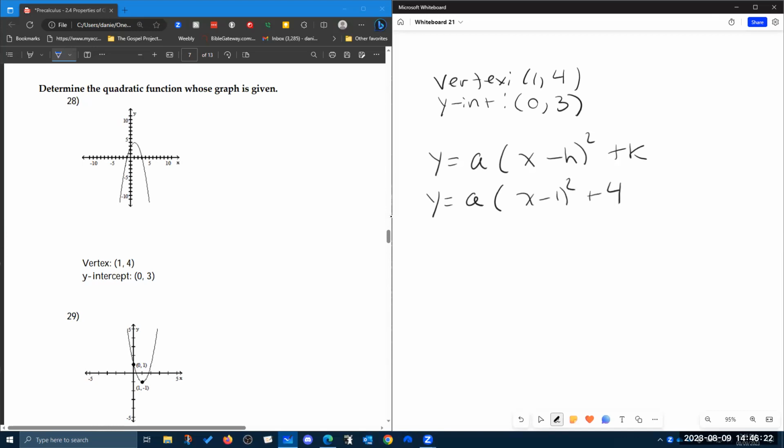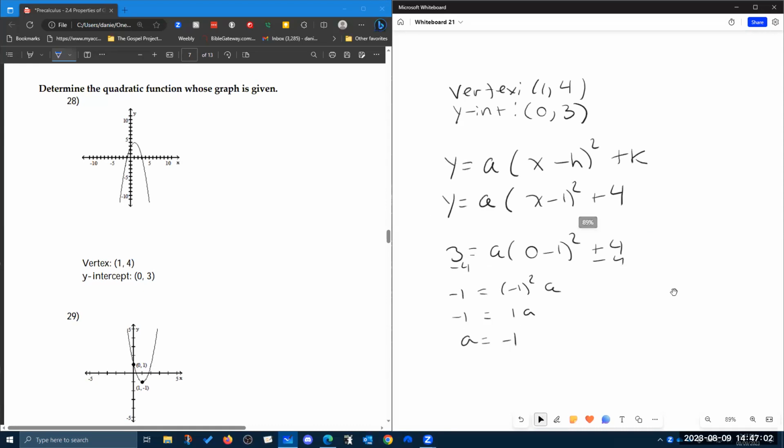And we're going to need to use the x-y ordered pair for the y-intercept, or the other point that they give us, to solve for a. So 3 is equal to a times (0 minus 1) squared plus 4. Let me subtract 4 from both sides. Negative 1 is equal to negative 1 squared times a. Negative 1 is equal to 1a. A is equal to negative 1.